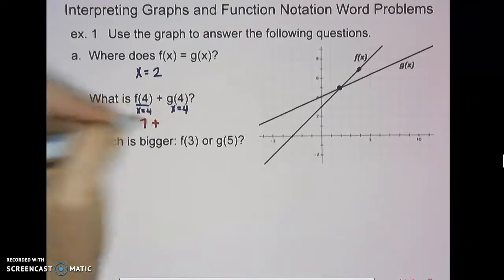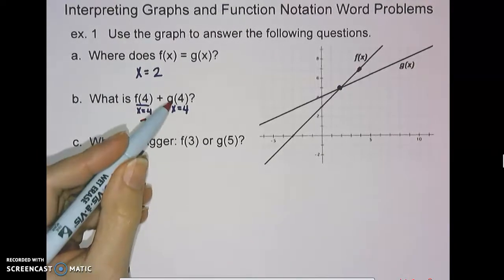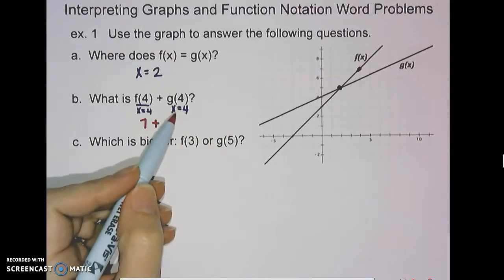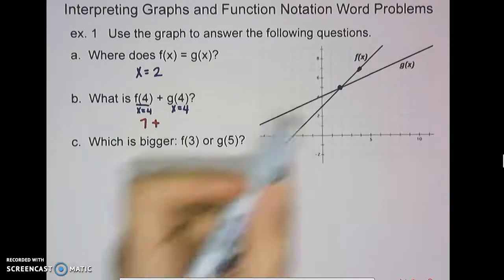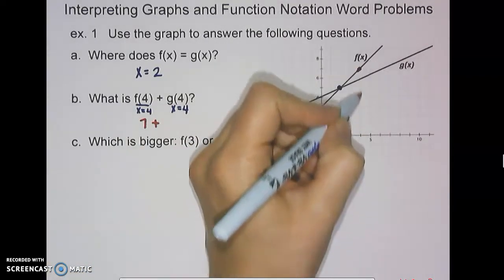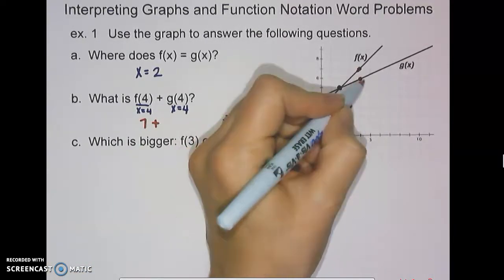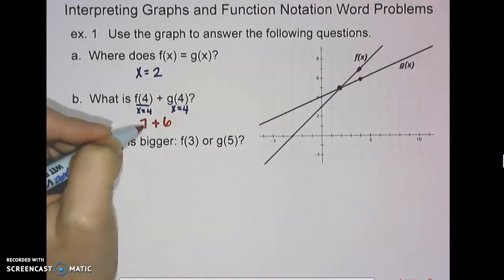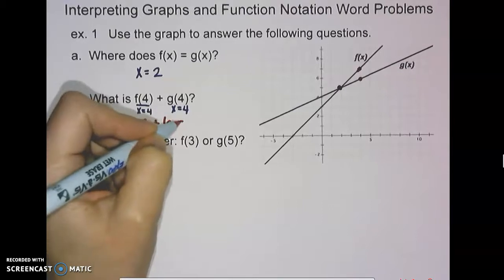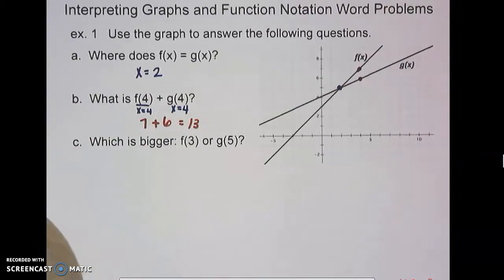We're going to add to that what g of 4 is. So we're going to x equals 4 in the g function. So x equals 4 up to the g function. That y value is 6. So if we take 7 plus 6, we get 13. So that is our answer for that question.